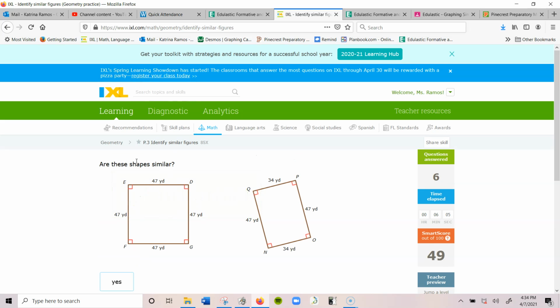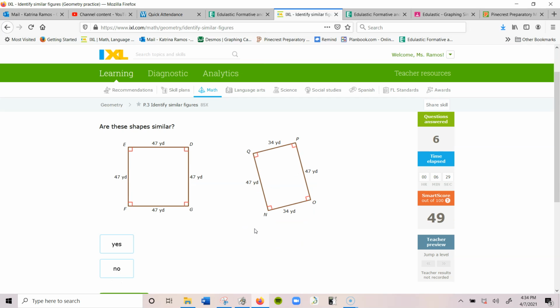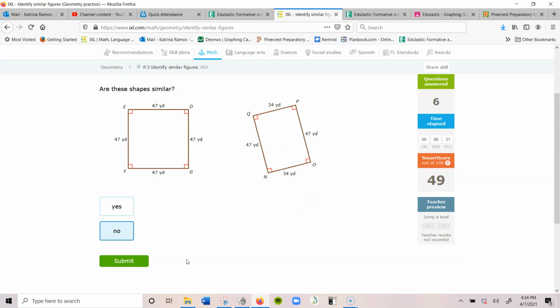Now here we have a square. All of these are equal. In order for this to be similar, this would also have to be a square. But we see that this is a rectangle since we have these two short sides and these two long sides. So if I create the ratio, I would have 47 over 34 and 47 over 47, which is 1. So no, these would not be similar.